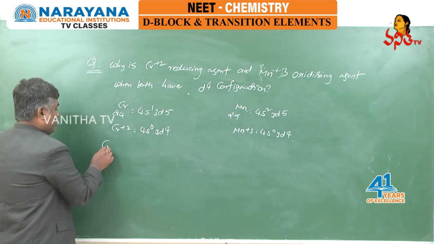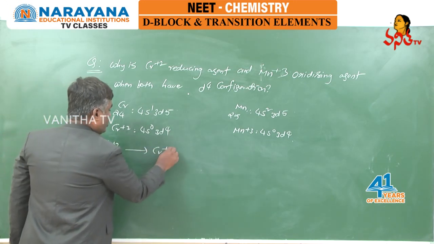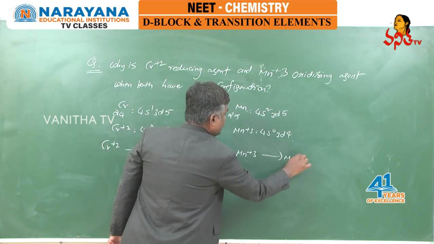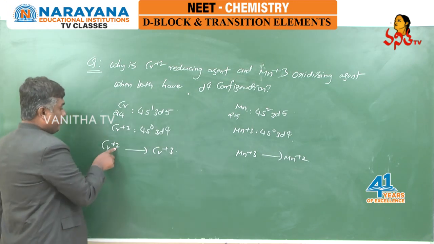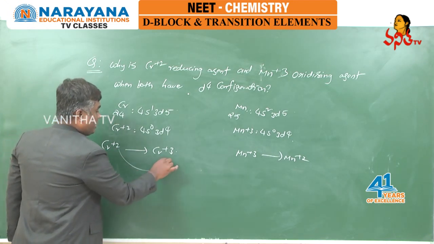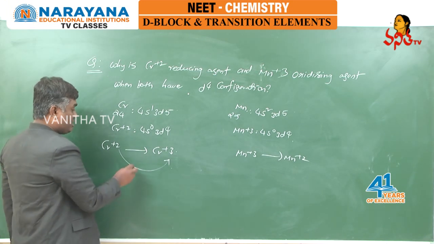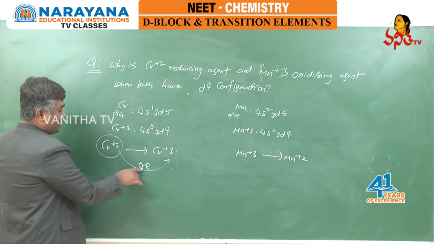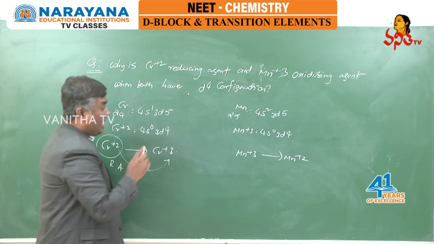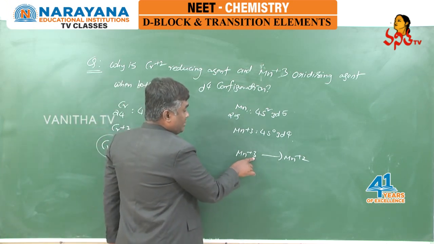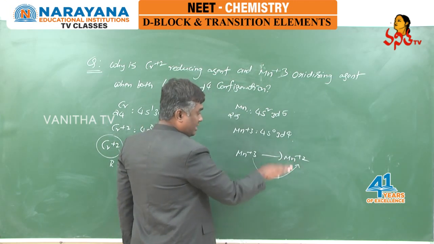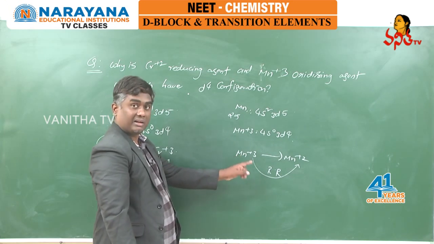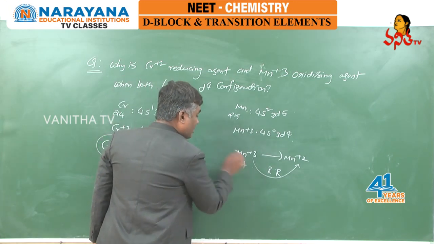The reason is, chromium +2 is converted to chromium +3, whereas manganese +3 is converted to manganese +2. Look at this reaction students, +2 is becoming +3. +2 becoming +3 means oxidation number is increased, so it is an oxidation reaction. And we know that the one which participates in oxidation reaction is known as a reducing agent. And for manganese, +3 is becoming +2. Oxidation number is decreased, so it is a reduction reaction. So the one which participates in reduction reaction acts as an oxidizing agent.